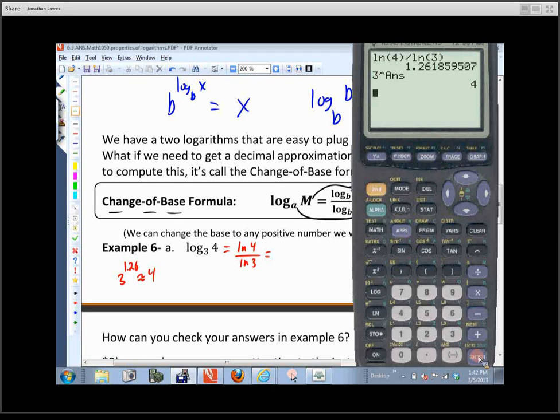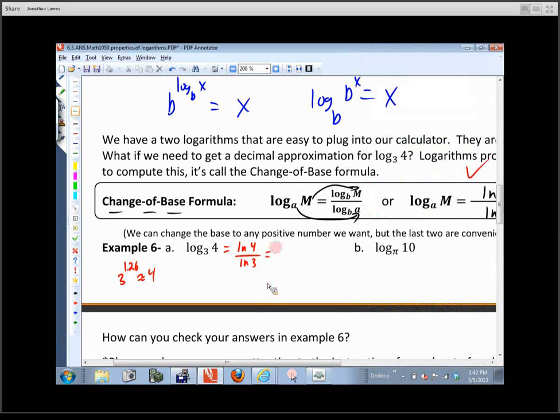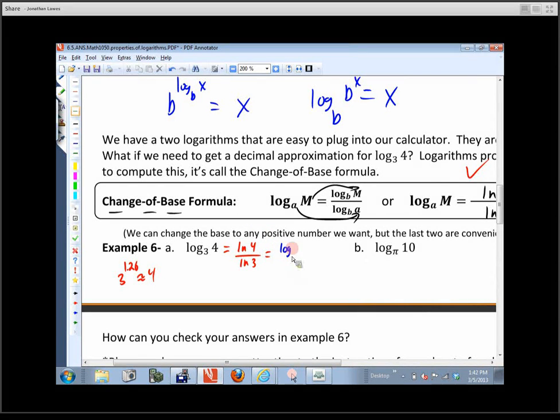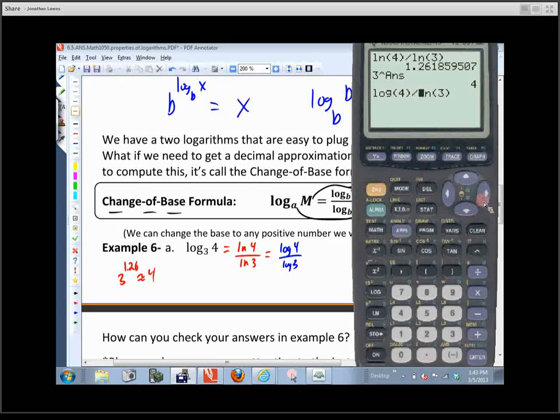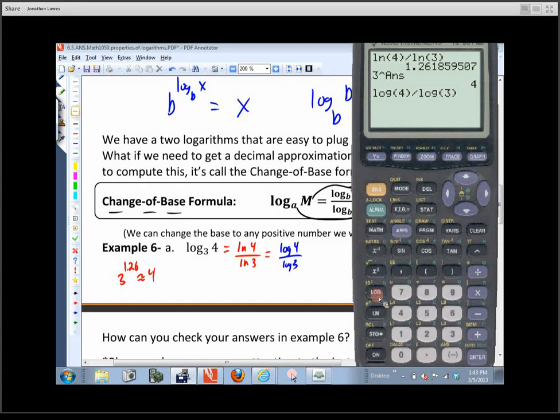Okay? I could also do this if I wanted to. Let's do the common log, because that's on our calculator also. Let's do the log of 4 over the log of 3. The cool part about this is I can just recall this. On your calculator, if you've got a 84 or something like that, you can just hit the up arrow. So I'm going to change that to a common log. Now I have log base 10 of 4 over log base 10 of 3 because they're the same base. This is going to give me exactly the same answer. So that's definitely right.